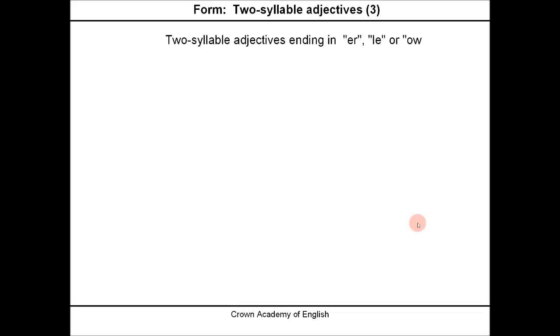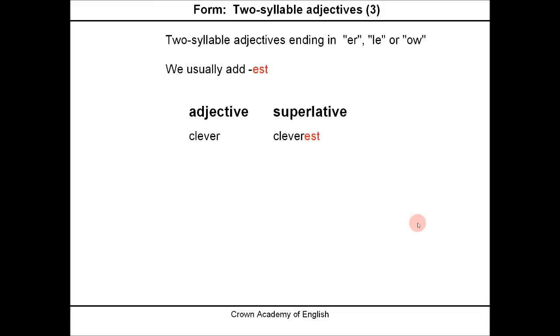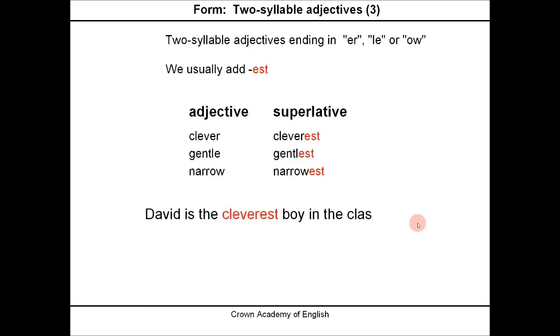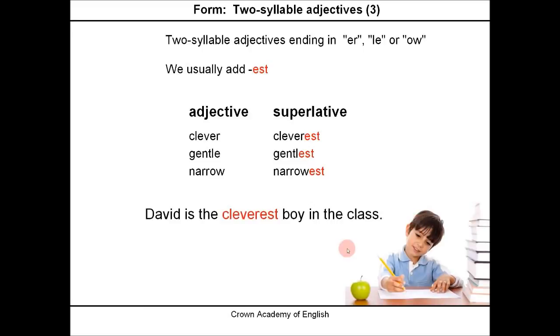Two-syllable adjectives ending in ER, LE or OW. For the majority, we usually add EST. Cleverest, gentlest, narrowest. David is the cleverest boy in the class. Cleverest boy in the class. So this means he is the most intelligent.